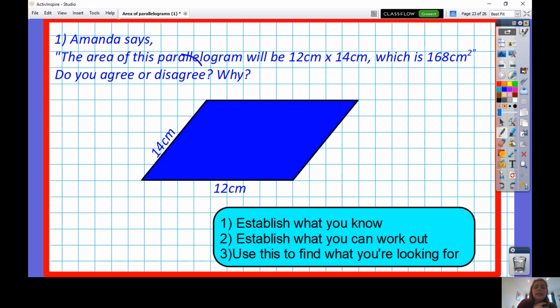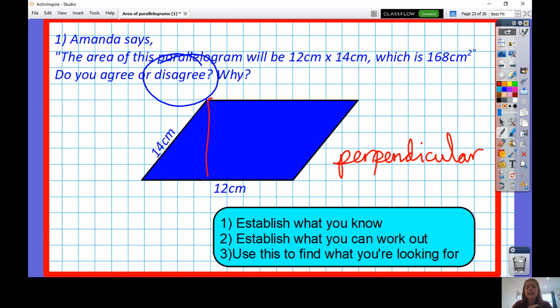Amanda is wrong. I disagree with her because this is not the perpendicular height. The perpendicular height has not been given. Amanda cannot find the area of this parallelogram because she does not know the perpendicular height. Well done if you use the word perpendicular, and especially well done if you spelt it correctly.